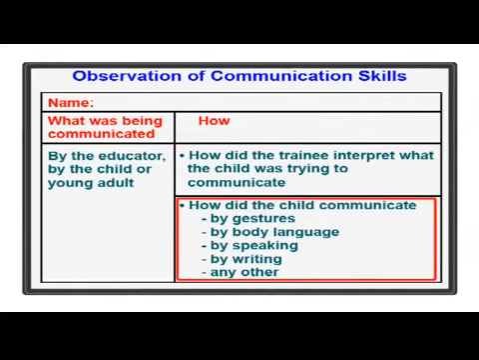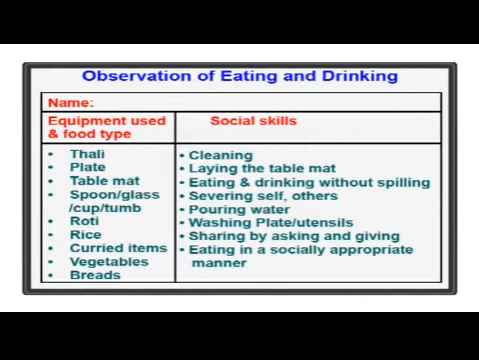How did the child communicate: by gestures, by body language, by speaking, by writing or any other, and see whether there is any deviation from the norms that have been established for speaking. Next is observation of eating and drinking. See what equipment had been used and the food type that was used. Thali, plate, table mat, spoon, glass, cup, tumbler, roti, rice, curried items, vegetables and bread.